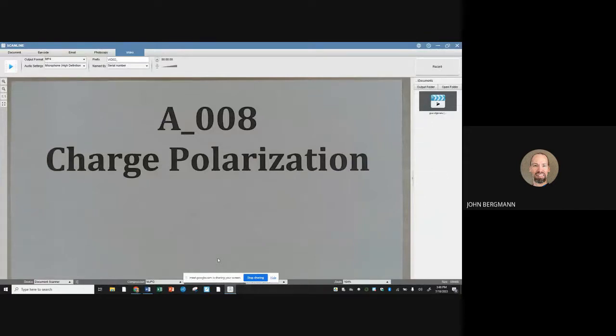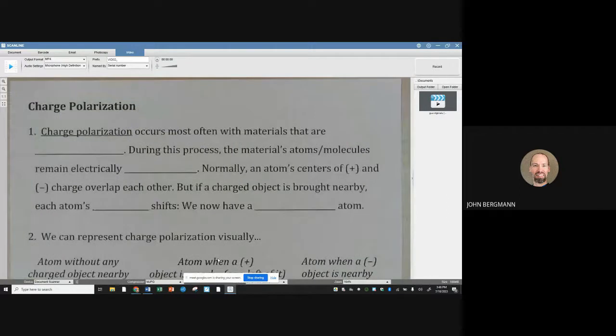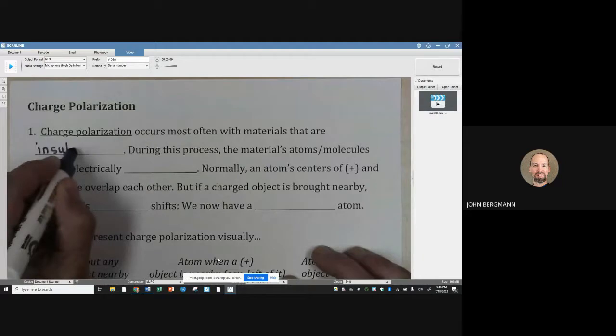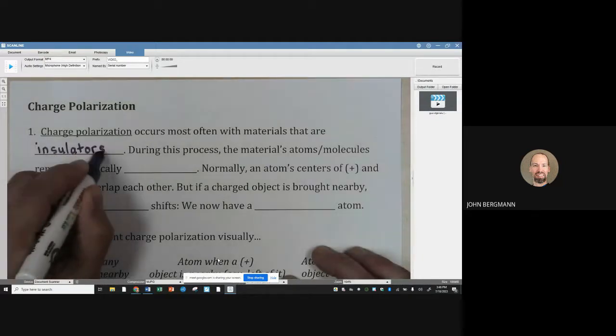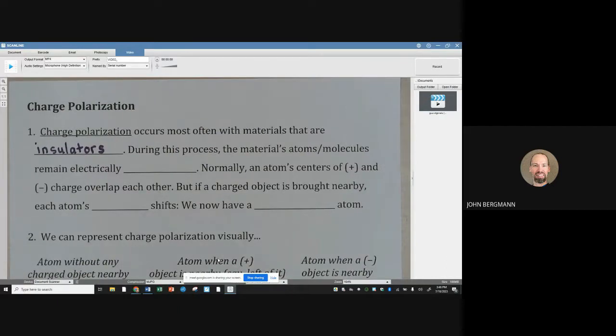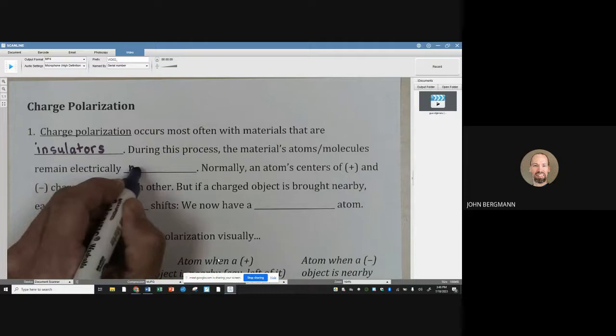Here we're going to talk about charge polarization. Charge polarization occurs most often with materials that are insulators. So this doesn't really happen with metals or conductors. During this charge polarization process, the material's atoms or molecules remain electrically neutral.